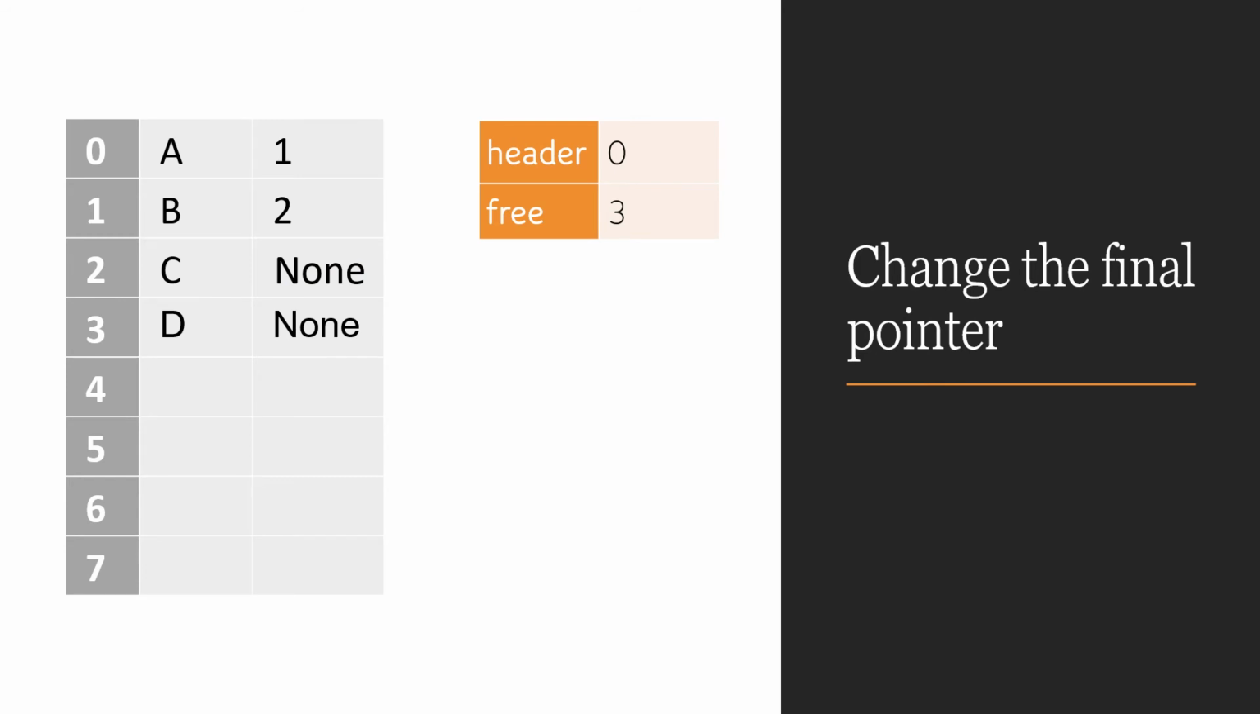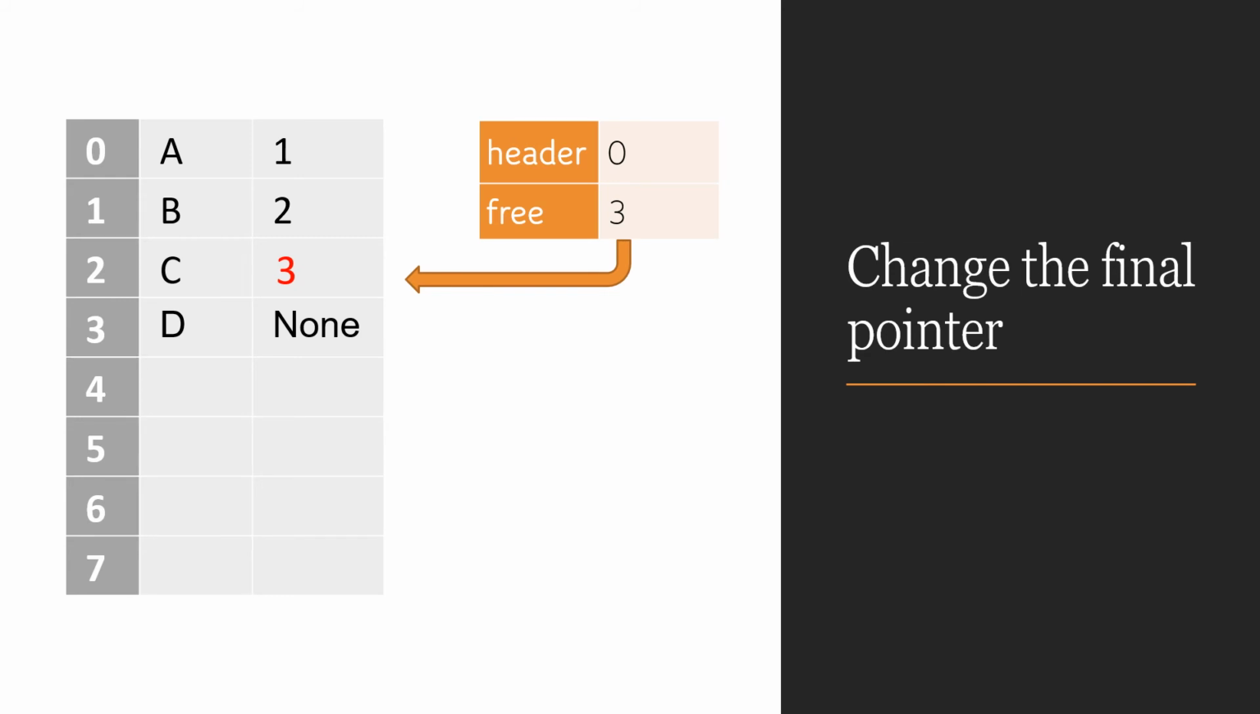And now we're going to change the pointer at that node, at node 2. What are we going to change it to? We're going to change it to the free value, because that's where we've just added our new data. So we change the final pointer to the free pointer. And now we've appended our data to the linked list.